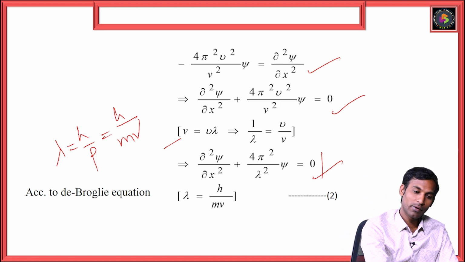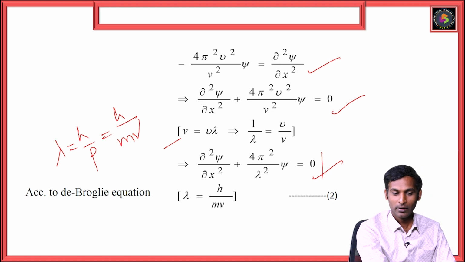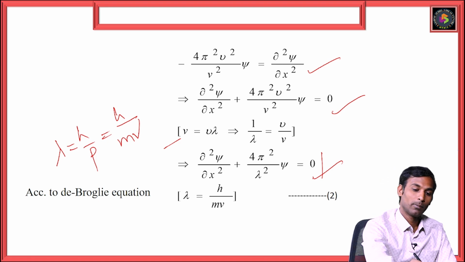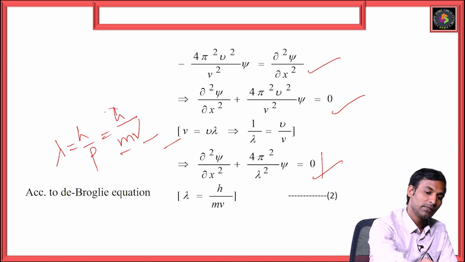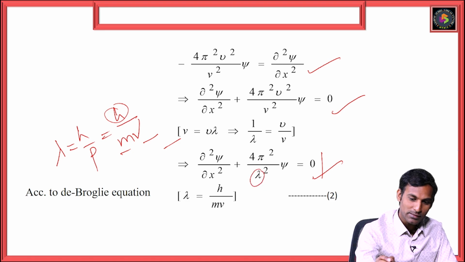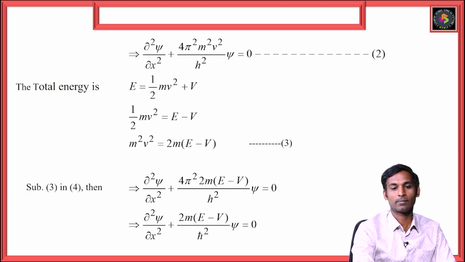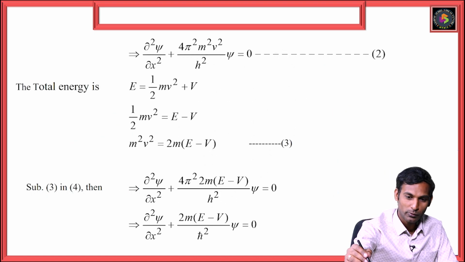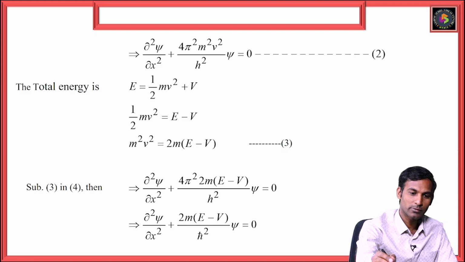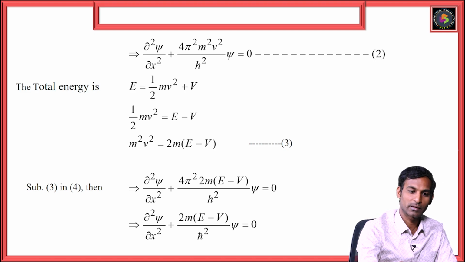The magnitude of the de Broglie wavelength is inversely proportional to the magnitude of the momentum. The momentum can be written as mass times velocity, and h is the Planck constant. Substituting, lambda equals h by mv, which is equation number 2. Squaring, you have to write h square by m square into v square.